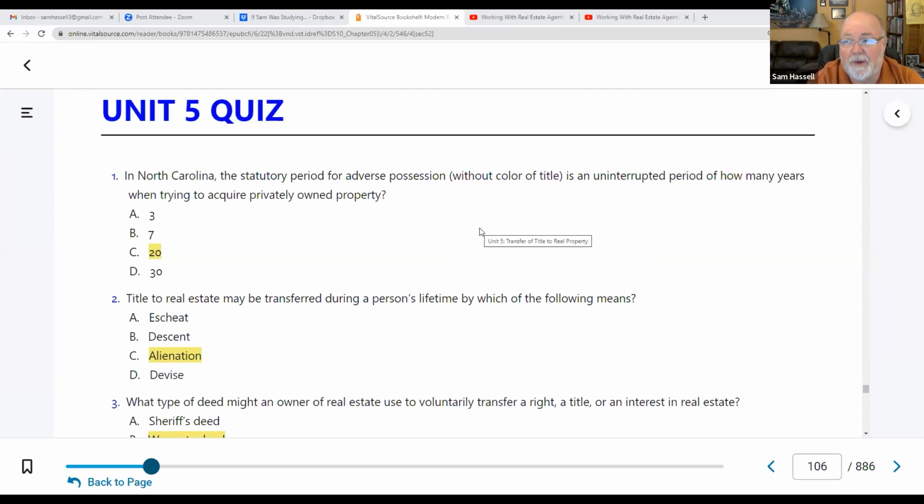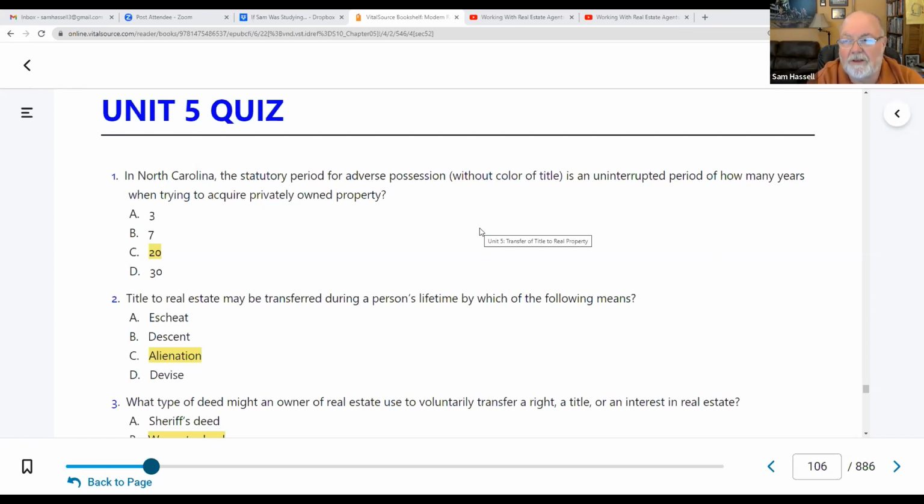Remember somebody taking your property and they want property for it and you haven't been told, it has to be open, notorious, right? Can't be hiding, okay? The statutory period for adverse possession without the color of title is an uninterrupted period of how many years when trying to acquire privately owned property? And it is 20 years.